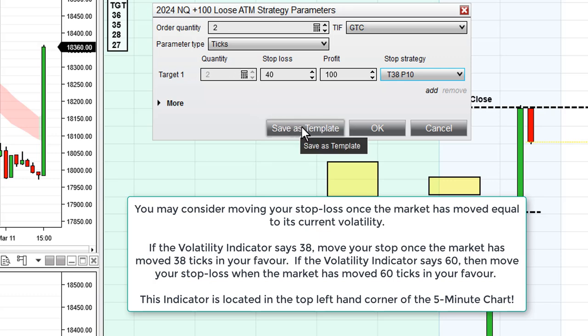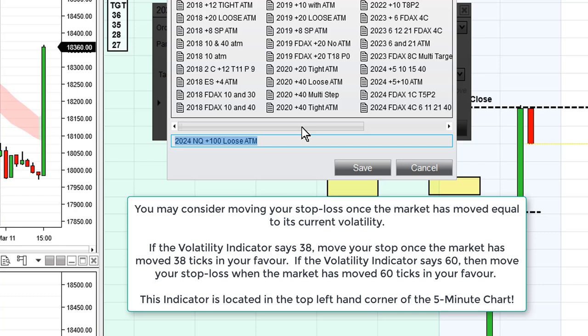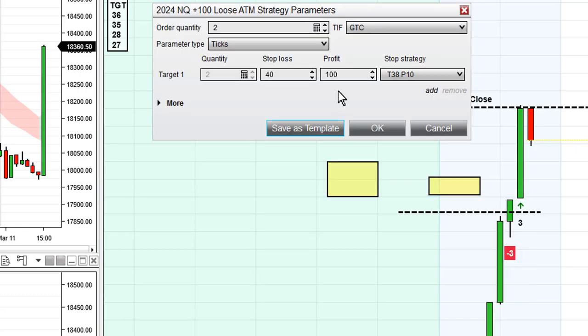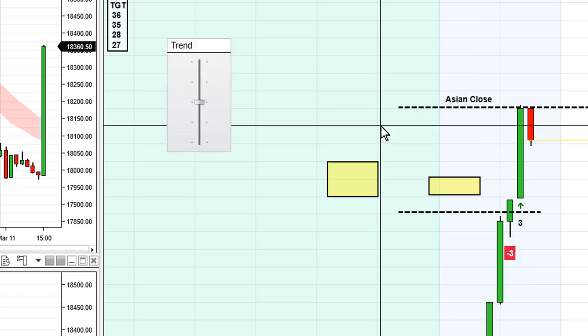So I'm going to save that as a template. Now, if I choose to save over the top of the previous template, that's okay. I can modify the template and save over. It will say, Lachlan, are you sure you want to replace this because it already exists? You can push yes if you want to. Then we push OK, and let's take a reversal trade.